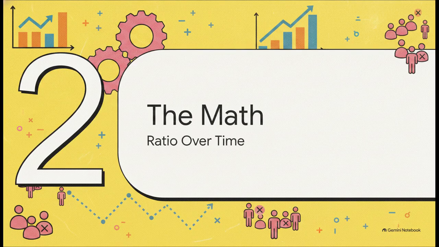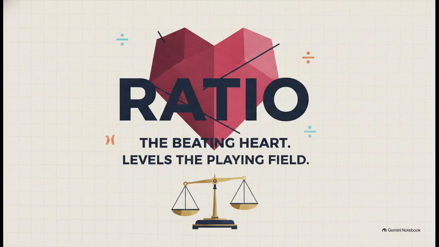Section 2, the math, calculating the ratio over time. Now, the absolute beating heart of this investigation is the ratio. We aren't just counting heads walking out the front door here. The ratio levels the playing field, which allows us to accurately calculate and compare attrition across departments of wildly different sizes. Say you're comparing your massive sales team to your boutique legal department. The ratio is the ultimate equalizer for attrition metrics.